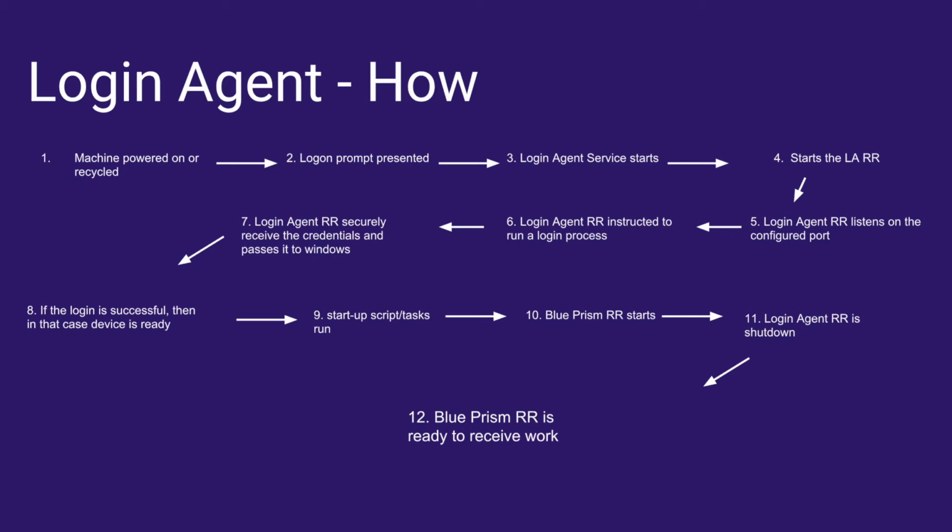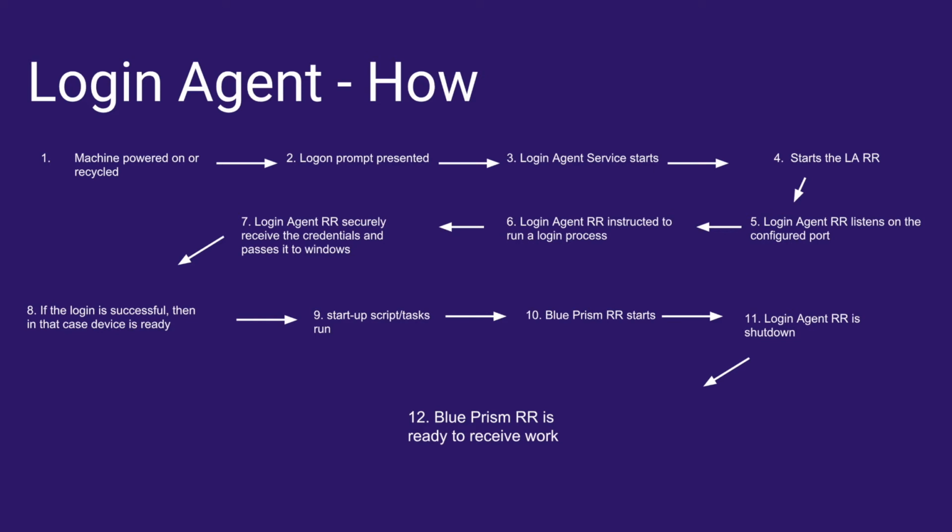So number 4 starts the login agent runtime resource, and then as per the configuration, that login agent runtime resource will start listening on that particular port. In most cases it is 8181, I think, and so we'll stop here, number 5.